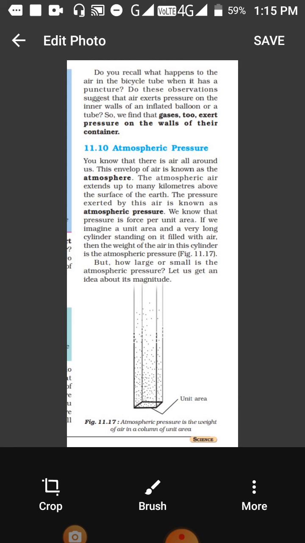So if we imagine how much is the air pressure in a tube which is hollow, we find that it is a huge amount of pressure. So this pressure exerted is called atmospheric pressure. How large or how small is the atmospheric pressure? Let us find out in the next slide.